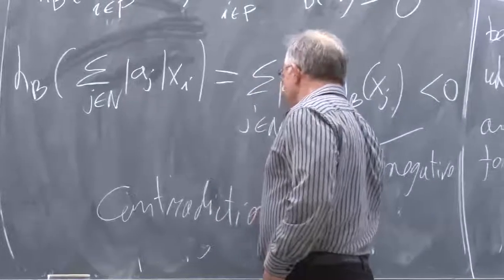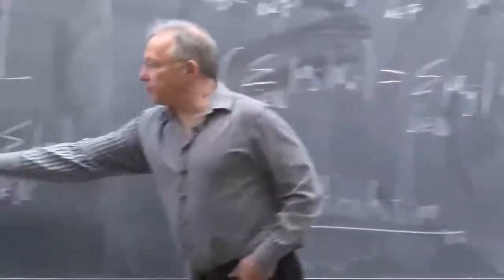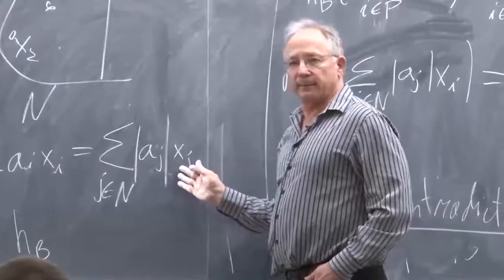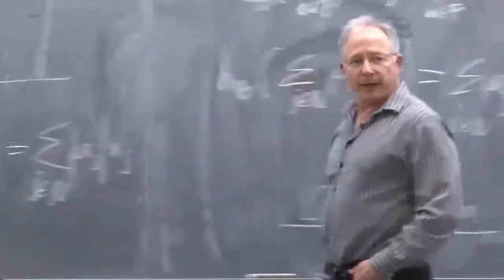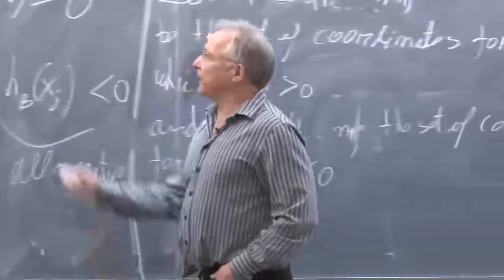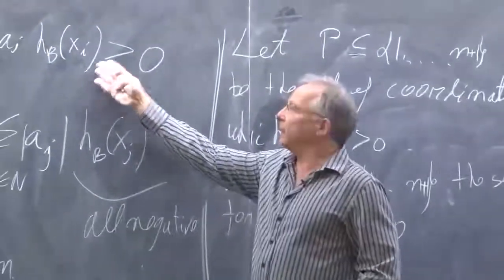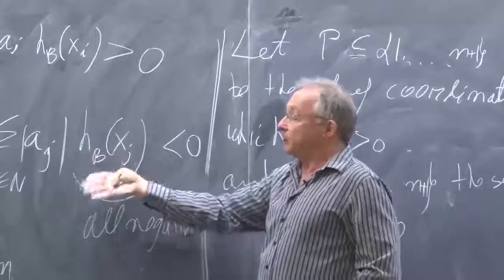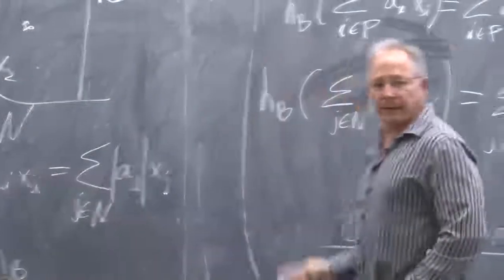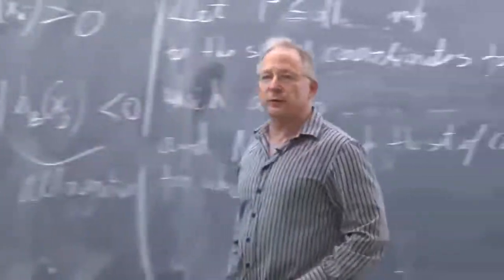Why is it a contradiction? Because this point and this point are the same. They are equal. So how can it be that when I apply h to it once, I get positive, and when I apply it again to the same point, I get a negative result? So we got a contradiction.